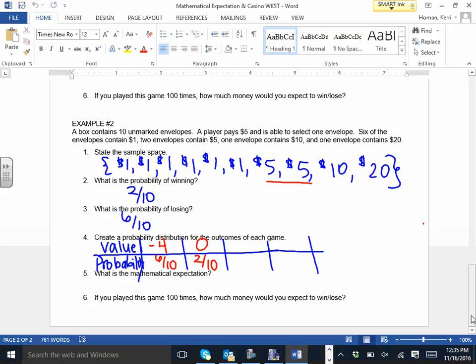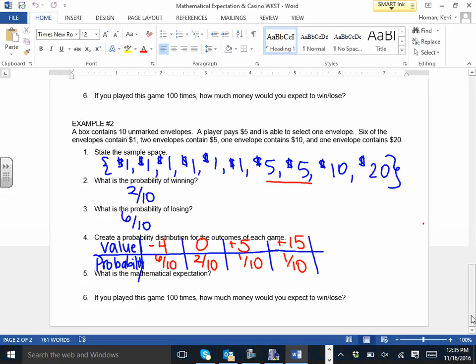Okay. There is 1 $10 envelope. So I know the probability of winning is 2 out of 10, but we have to split it up. There's a 1/10 chance that we walk away with $5. And there's a 1/10 chance that we walk away with $15. Remember, we paid $5, so if we get the $10 envelope, we're up 5. We paid 5, if we get the $20 envelope, we're up 15.